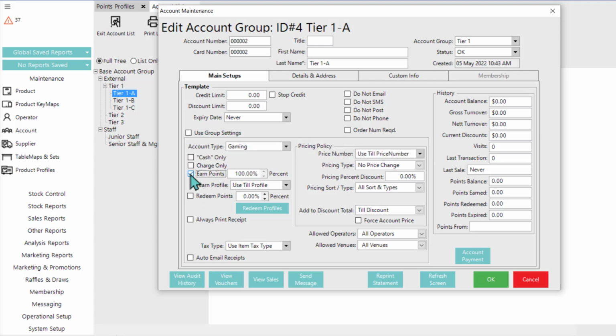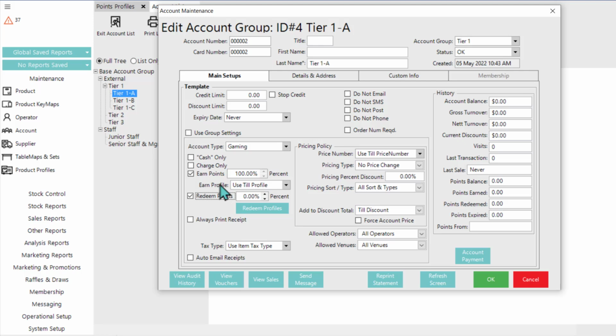If we enable both of these, there's then some additional setups for each. Now, notice that we also have an option here at the account level for the earn profile that says Use Till Profile. So we would want to put that on for an account group or account if we do not want them to use some individualized points profile, and we do just want them to use whichever points profile has been assigned to a till, or whichever earn profile has been assigned to a till.